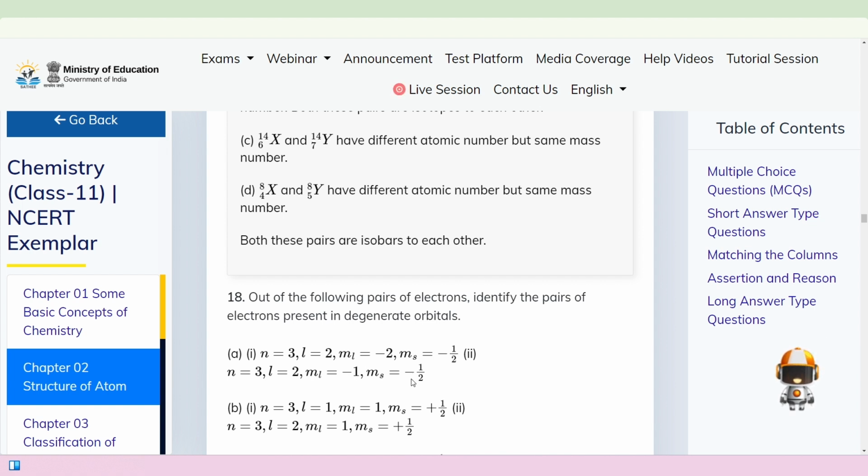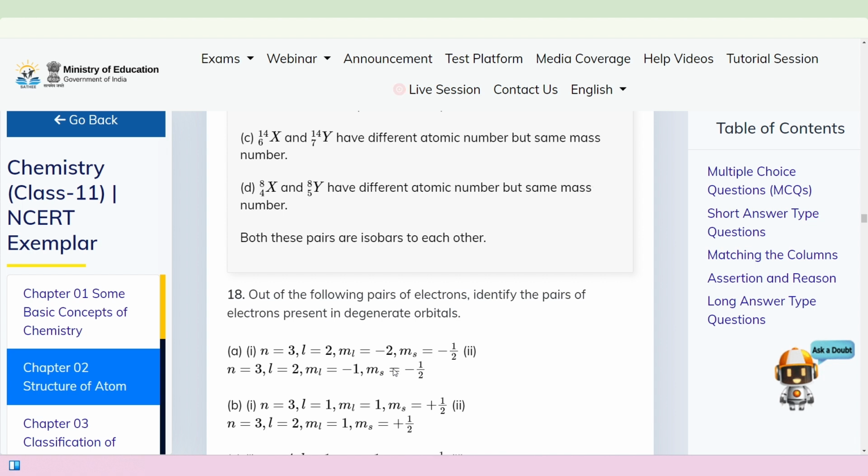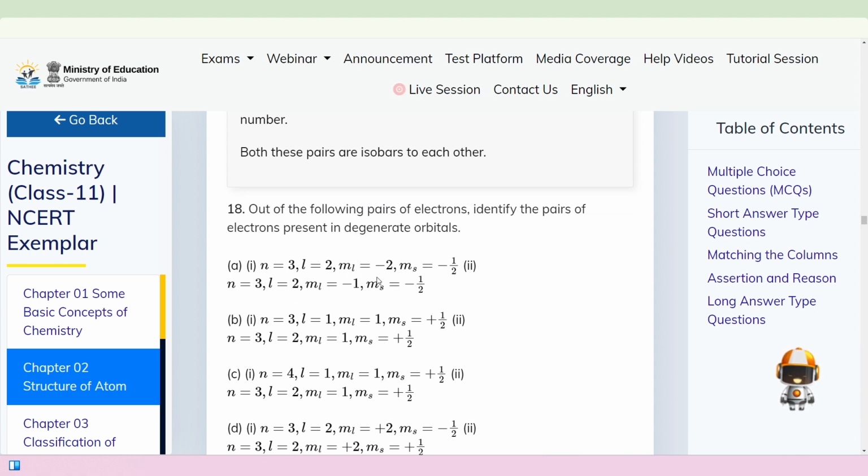Means the shell is the same, the subshell is the same, the orbital is different, right? In this case it is -2, in this case it is -1. So, of course, they are degenerate. Out of the following pairs of electrons, identify the pair present in degenerate orbitals. So, yes, the n value is the same, the l value is the same, so they are degenerate orbitals.